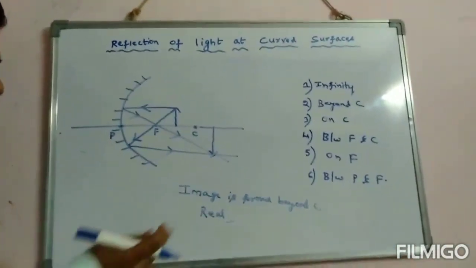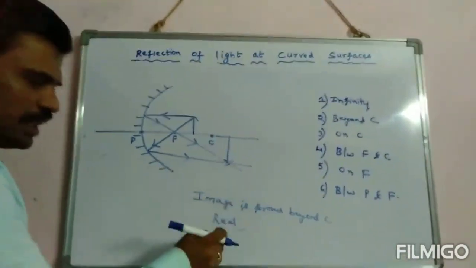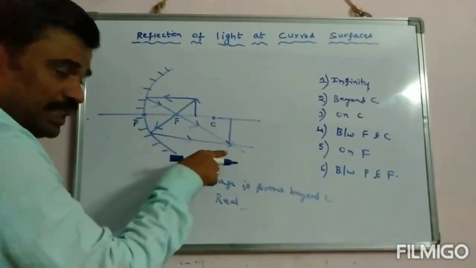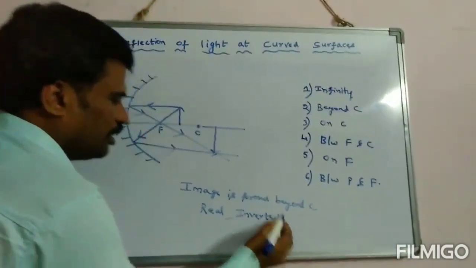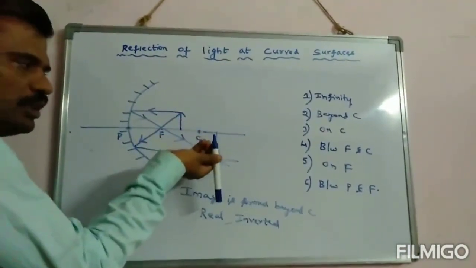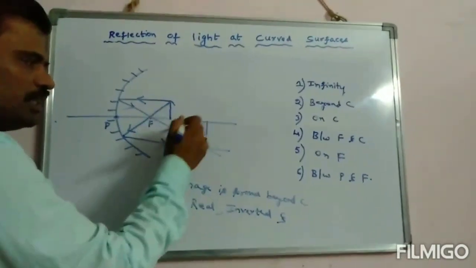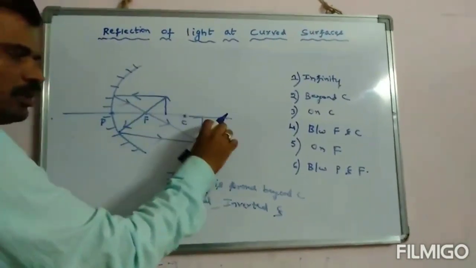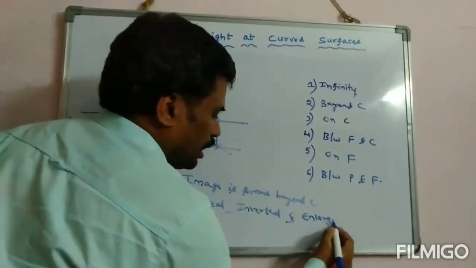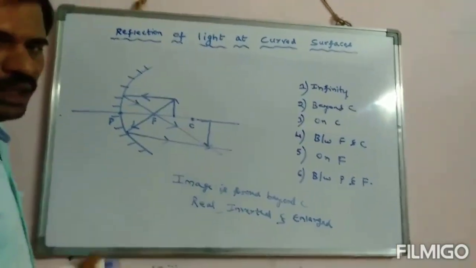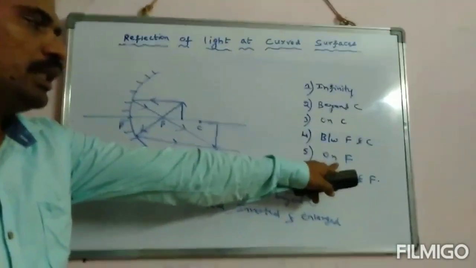How can you say it is real? The reflected rays are converging and meeting. Hence I can say it is a real image, and it can be formed on the screen, don't forget it. The image is inverted. You can see in the diagram itself, the object is like this, the image is inverted. Is the size of the image bigger or smaller? It is bigger, so we can call it an enlarged image, or a magnified image.